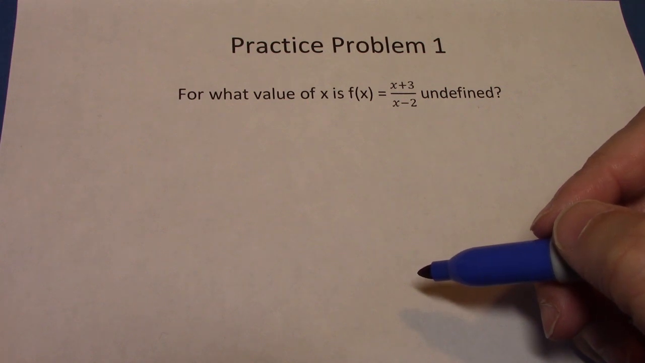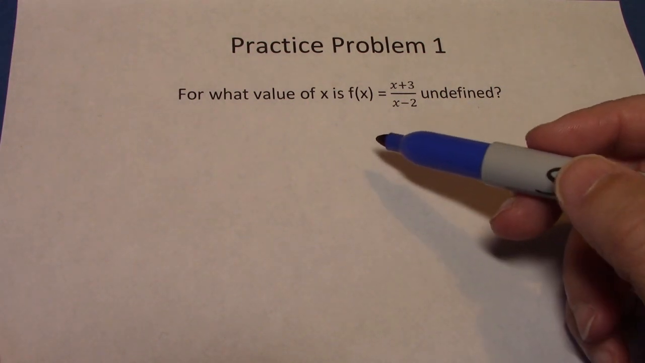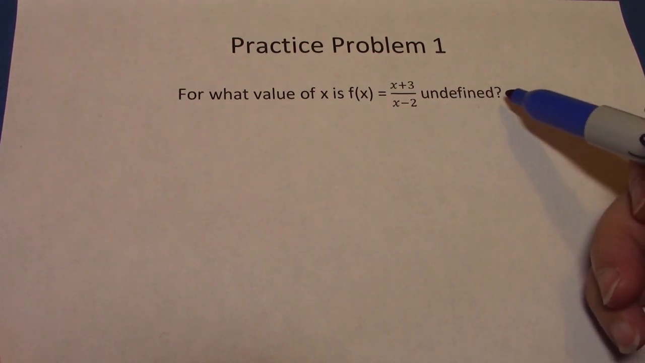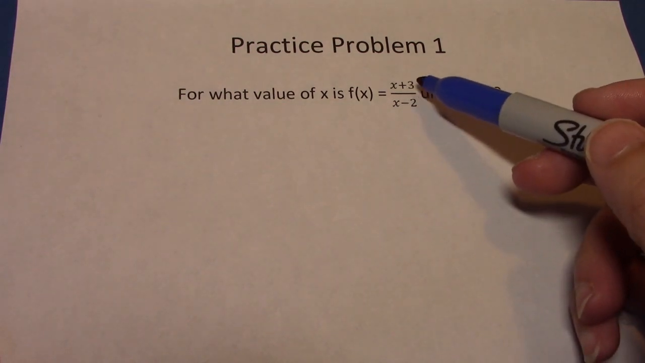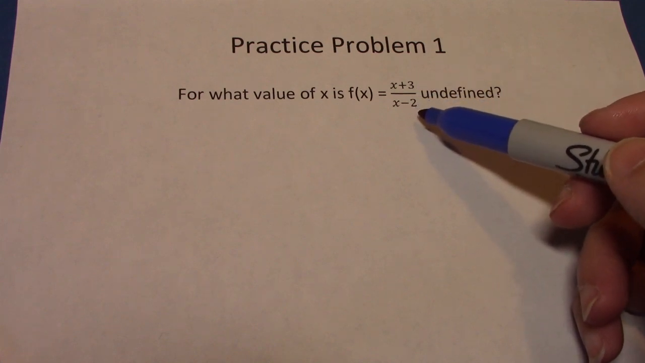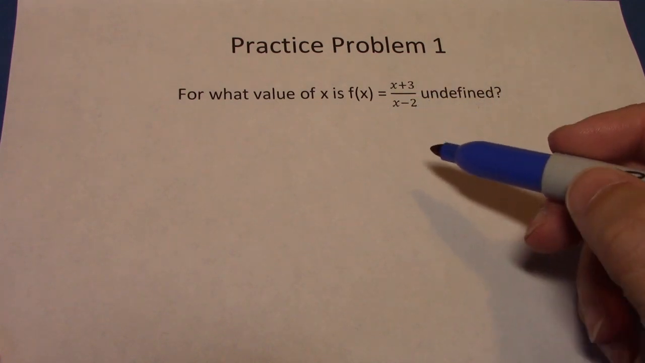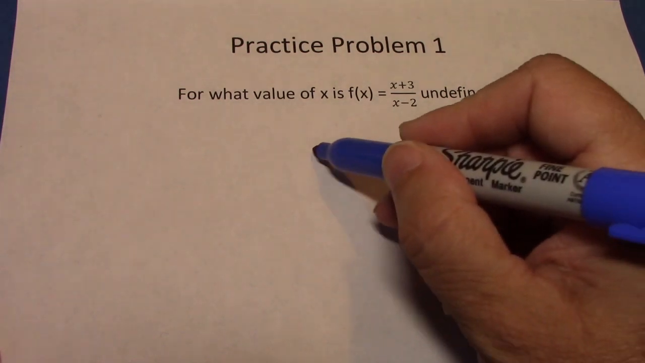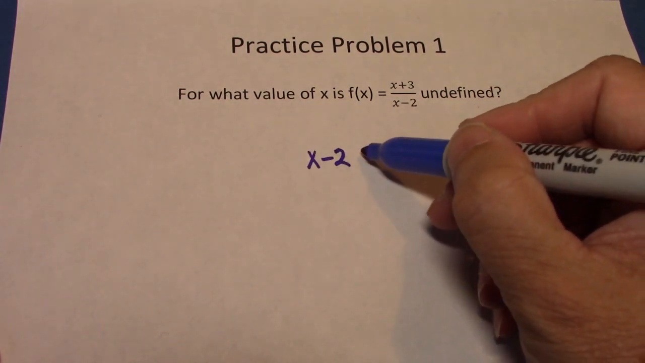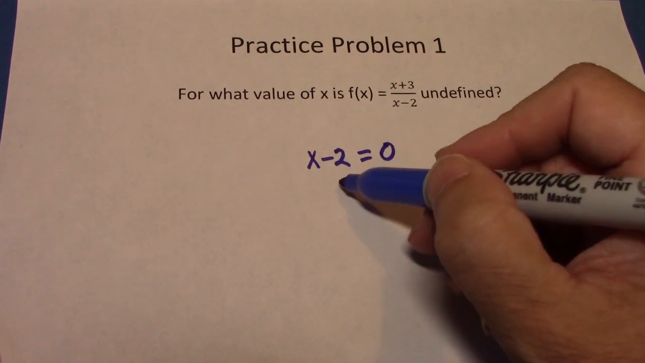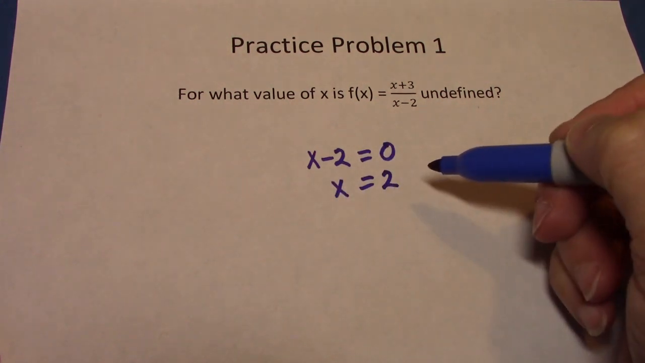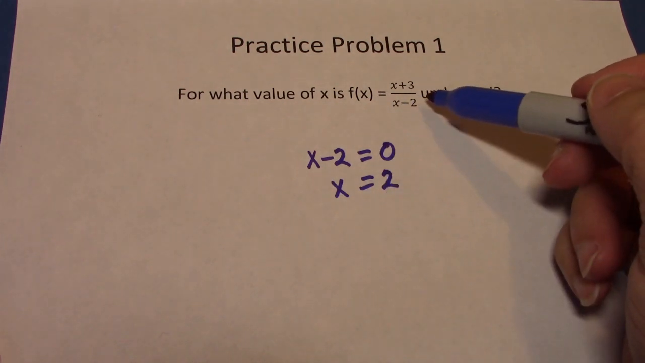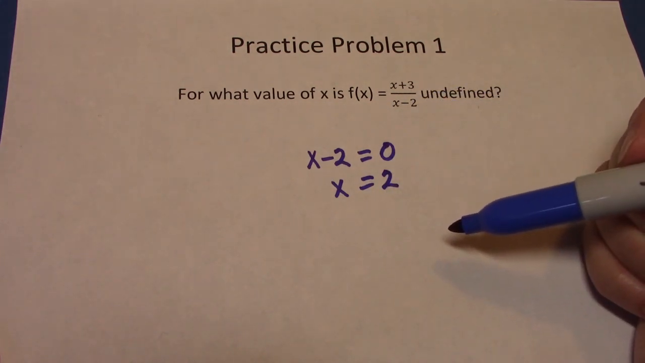Problem 1 says, for what value of x is f of x undefined? F of x is x plus 3 divided by x minus 2. Well, it would be undefined where the denominator equals 0. So the denominator, x minus 2, if that were 0, that would be where x equals 2. So for x equals 2, this function would be undefined.